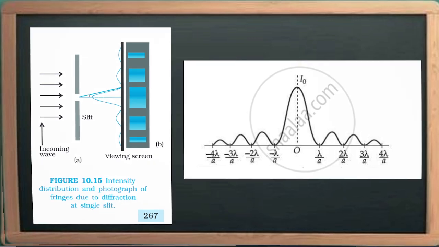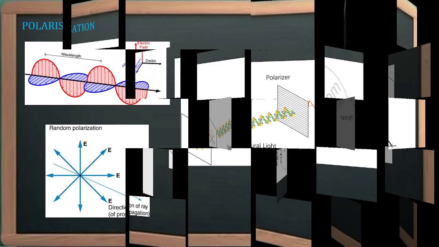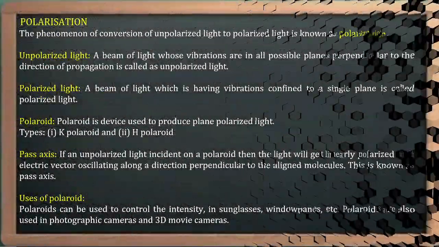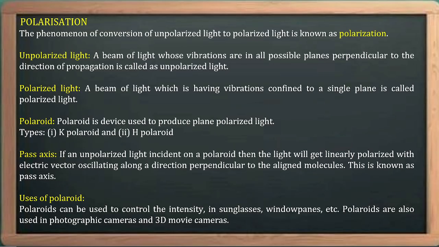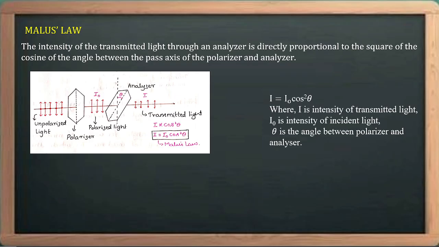Then we have the concept of polarization. This is done, right? So this is the intensity distribution graph. You can just learn that in theory. Then you have the concept of polarization. So what is polarization? The conversion of unpolarized light to polarized light is called polarization. So here the most important thing is Malus law.